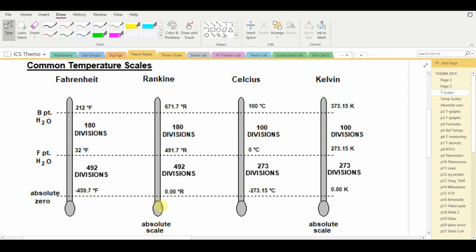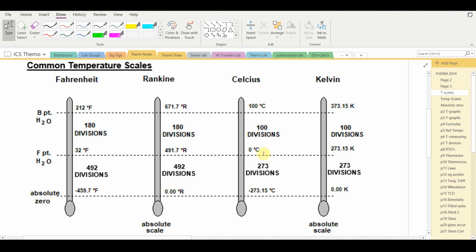Now, the Rankine scale is to the Fahrenheit scale what the Kelvin scale is to the Celsius scale. It's simply the absolute scale counterpart. So absolute zero on the Fahrenheit scale is minus 459.7. We want that to read zero, so we would simply add 459.7 to all the Fahrenheit temperatures to make them Rankine temperatures. And similarly, we'd subtract 459.7 degrees from all the Rankine temperatures to make them Fahrenheit temperatures.